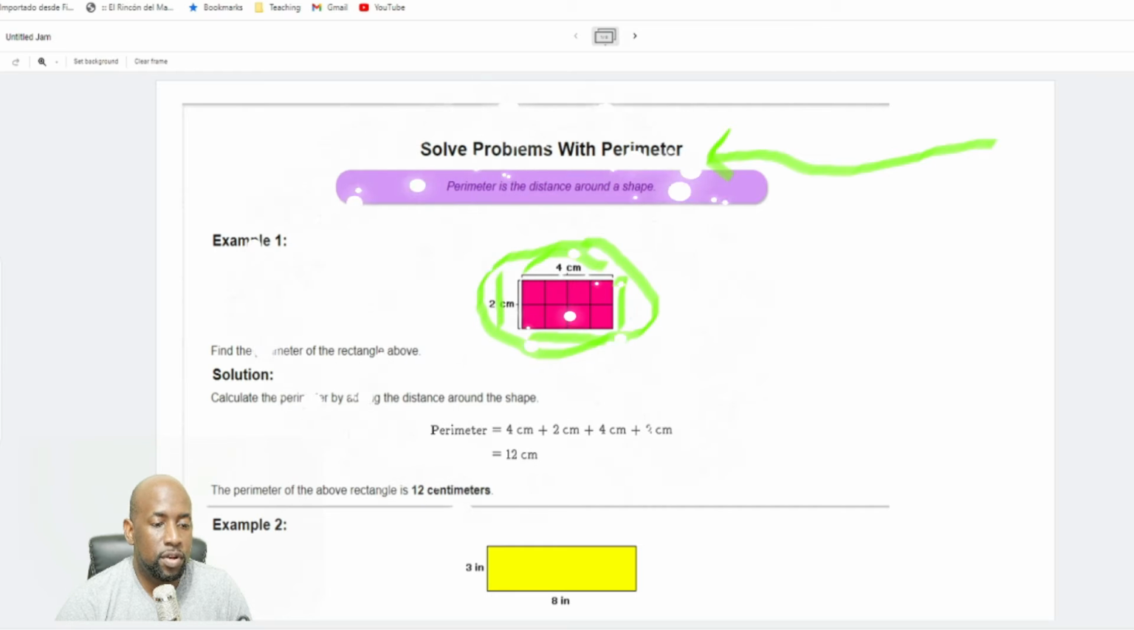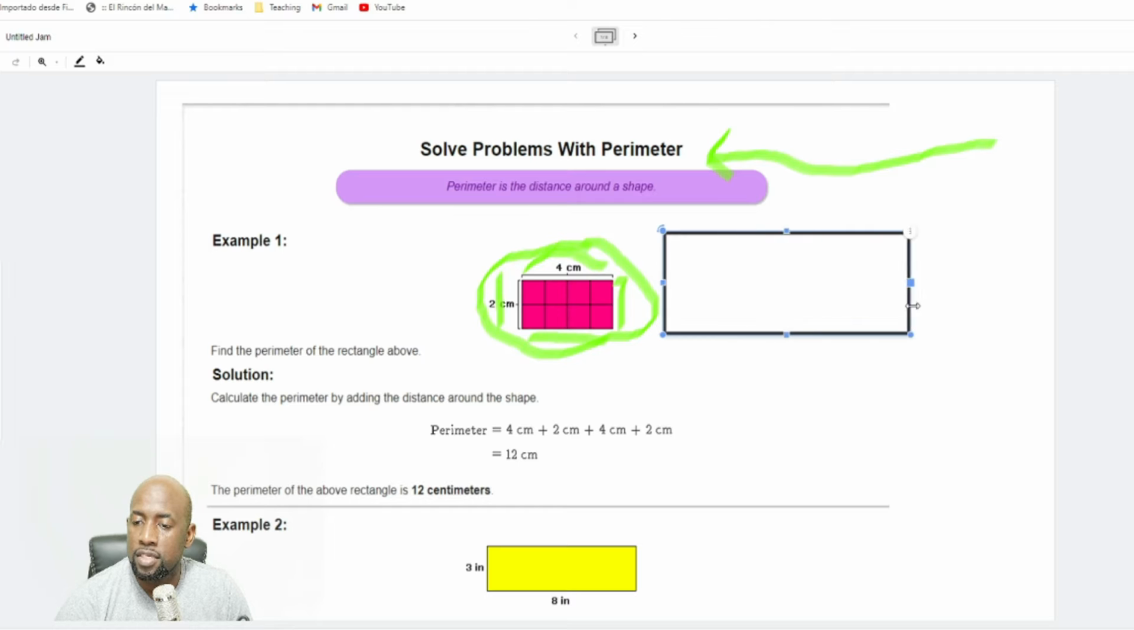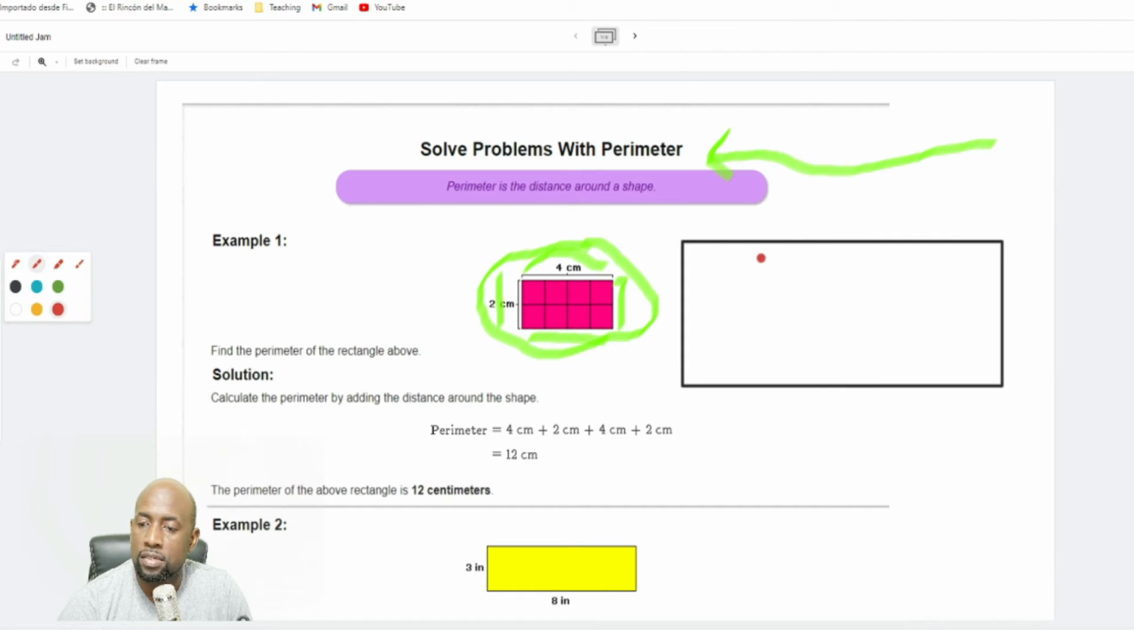I'm going to draw a better rectangle, a different shape. I got one here. Okay, so if I have this rectangle here, this looks much better. What is the distance from this point to this point? Based on the pink rectangle we got here, it says it has 4 centimeters.